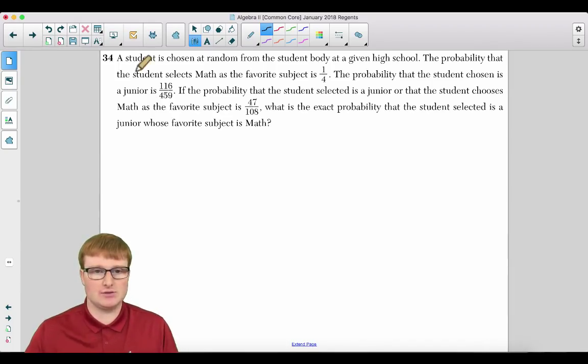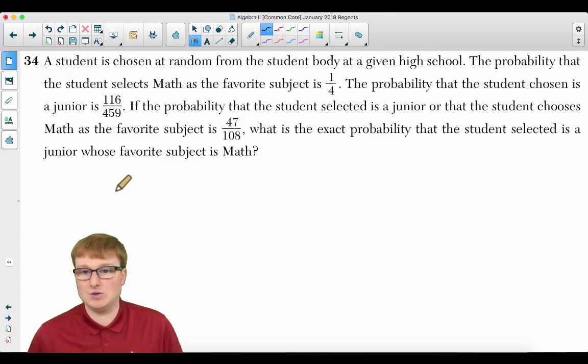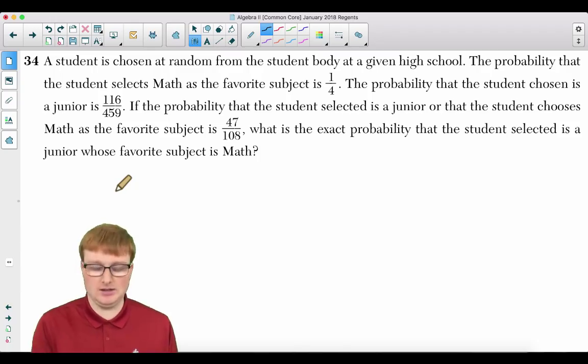34 says a student is chosen at random from the student body at a given high school. The probability that the student selects math as a favorite subject is 1/4. The probability that the student chosen is a junior is 1/16 out of 459. If the probability that the student selected is a junior, or that the student chooses math as the favorite subject, is 47 over 108, what is the exact probability that the student selected is a junior whose favorite subject is math? This is a tongue twister.